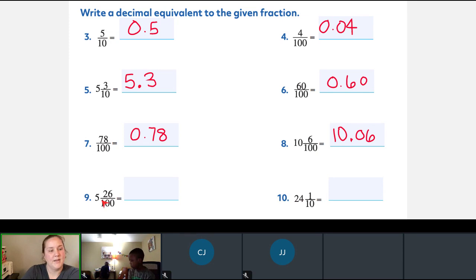All right, number 9, we have another whole number. So we start with that whole number, which is 5. Then we have 26 over 100. So we put 0.26. So number 9 is 5.26.